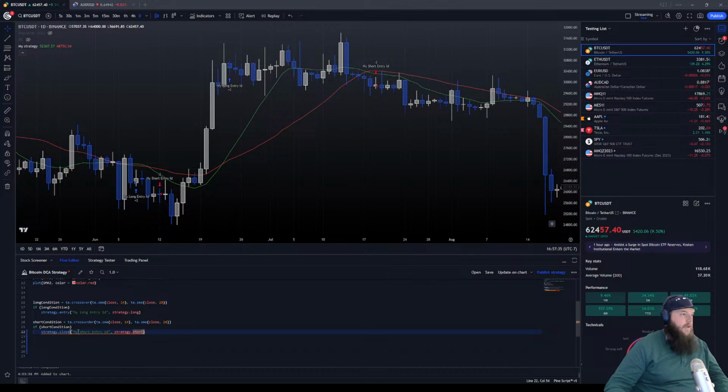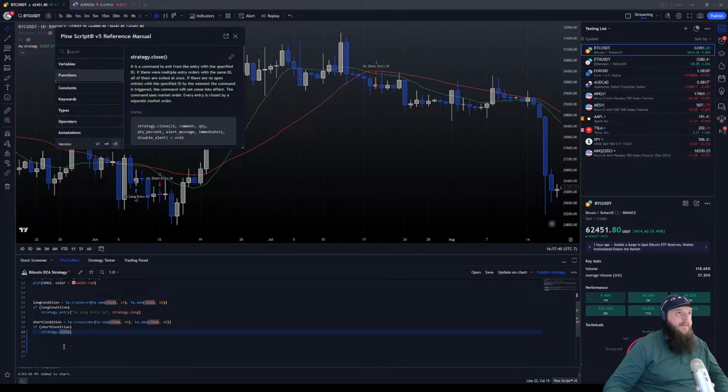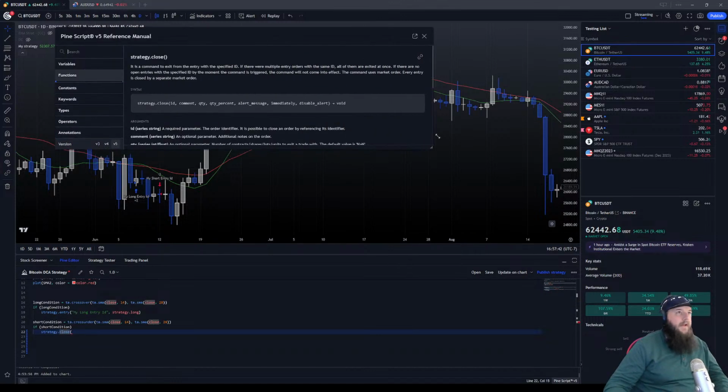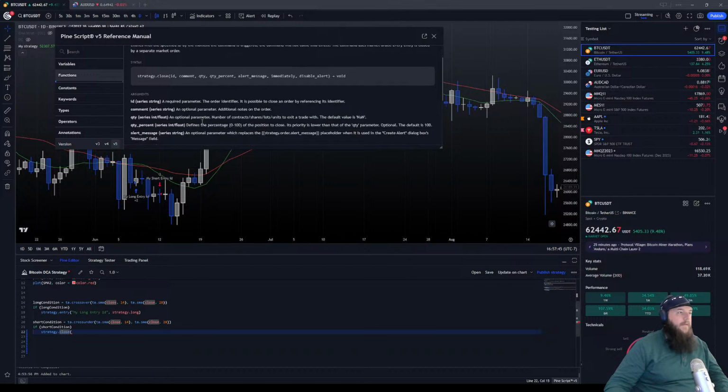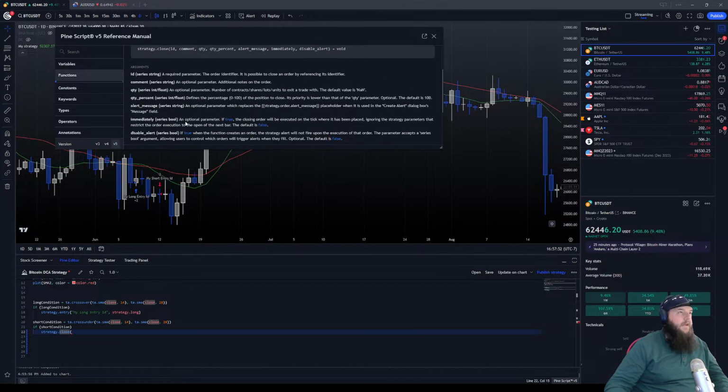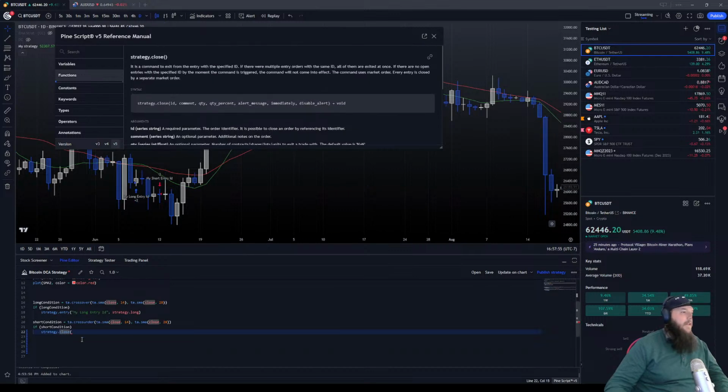We're going to get rid of all this, and I always like to open up the reference manual, so that while I'm typing this code out, I can take a look to see what parameters I need and which ones I don't need. It's just a good reminder, and it helps me learn these functions a lot quicker. So strategy.close ID needs to be the same ID as the entry that we are closing, which is my long entry ID.